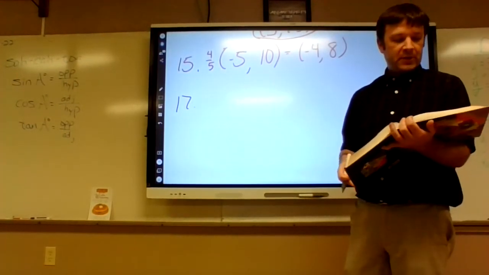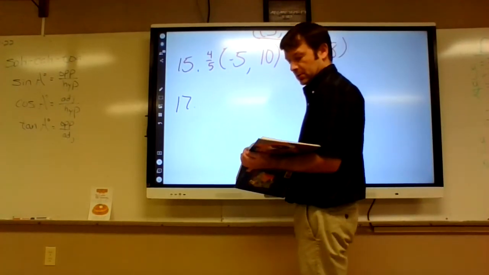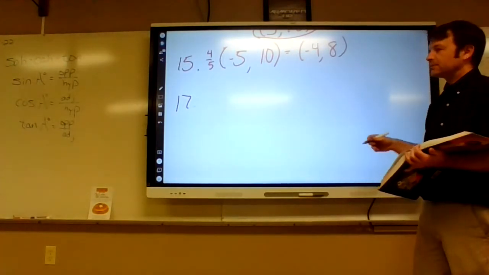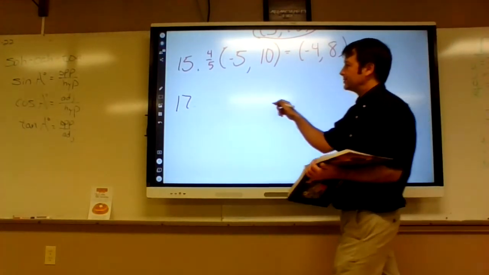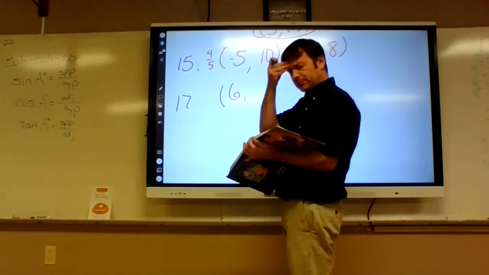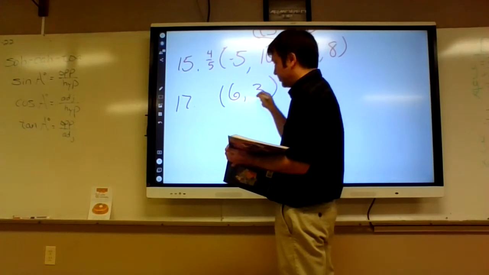All right, number 17. How far is it from negative 7 to negative 1? Kind of tricky. 6. Positive 6. How far is it from negative 4 to negative 1? 3. And we want to go 3/5.